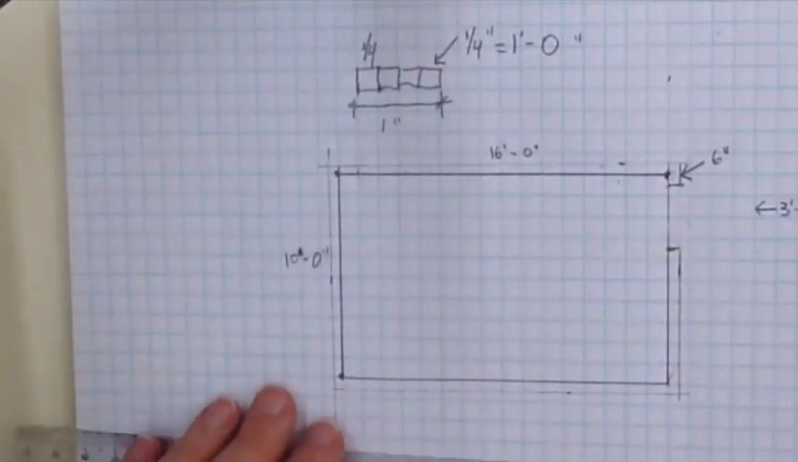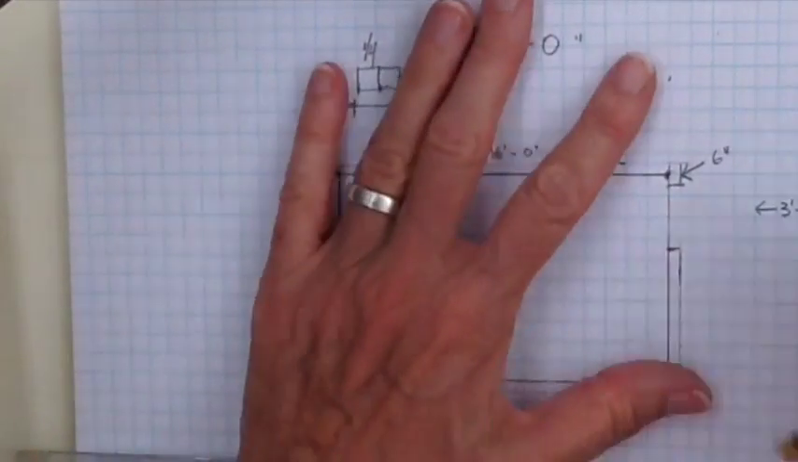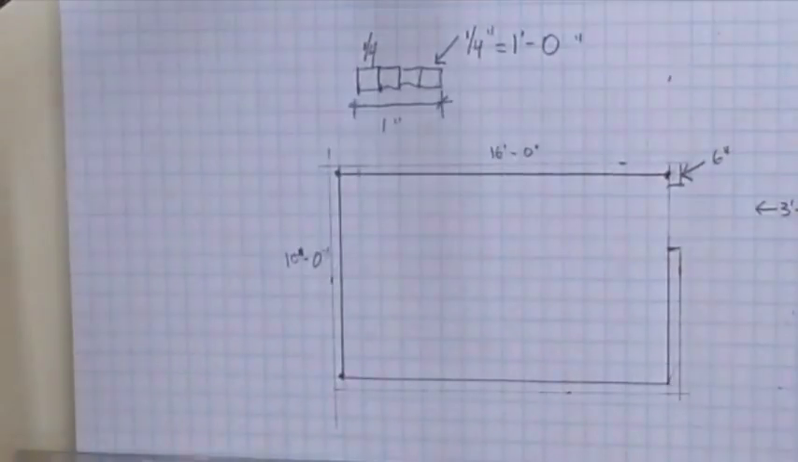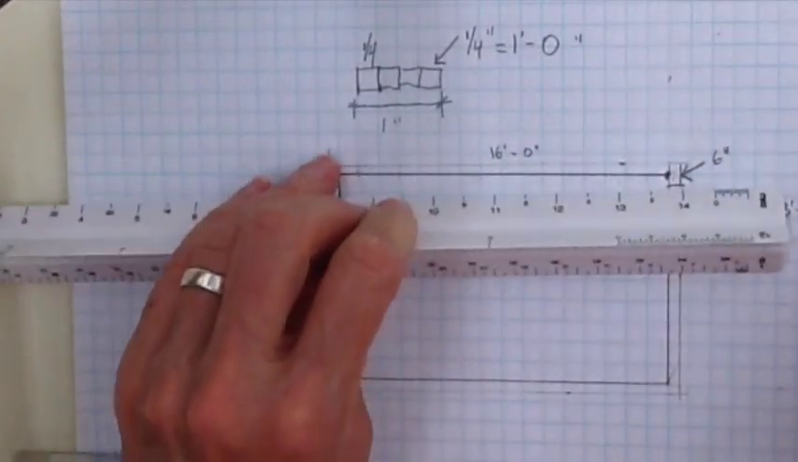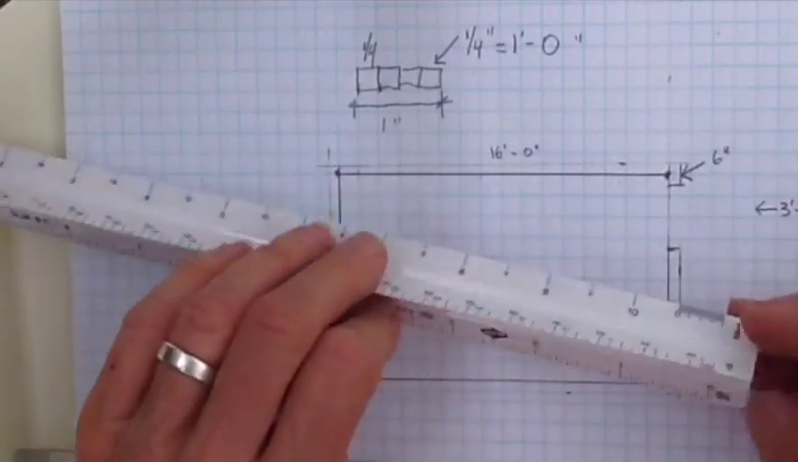Okay. Now, let's get a door there. That's just the opening, right? I don't have a door. Now, how wide does the door need to be? Aha, you got it. Now, oops, let me find my 1/4-inch scale.